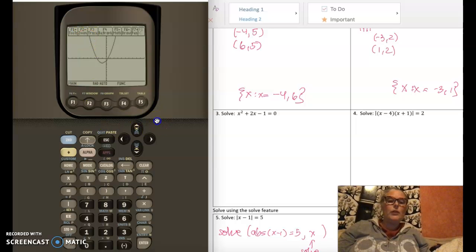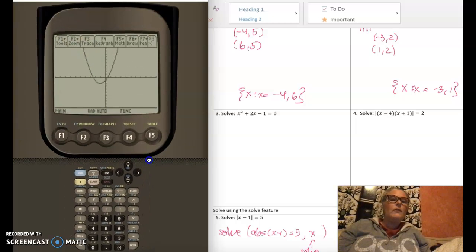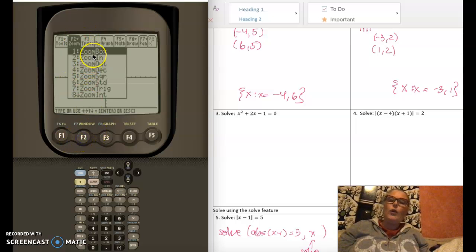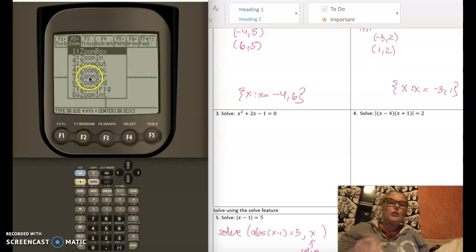Now, just for the sake of it, go into zoom. So I'll show you here on the menu. Zoom is how you can change the window, or if you want a particular set window. So F2, you have all of the traditional ones from the 84. Zoom in, zoom out, zoom decimal, zoom square here. We have standard, trig, those types of choices, just like you did on the 84.